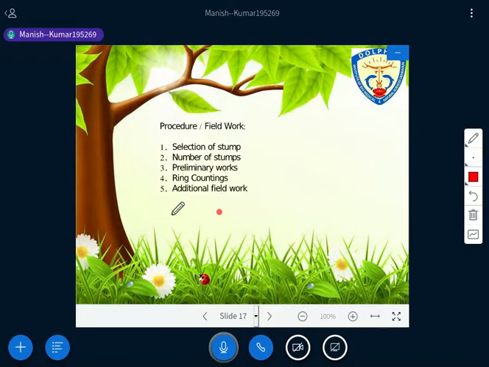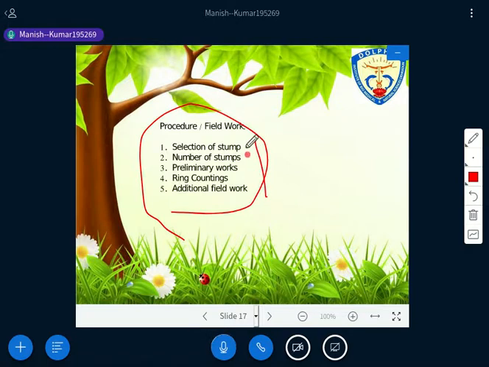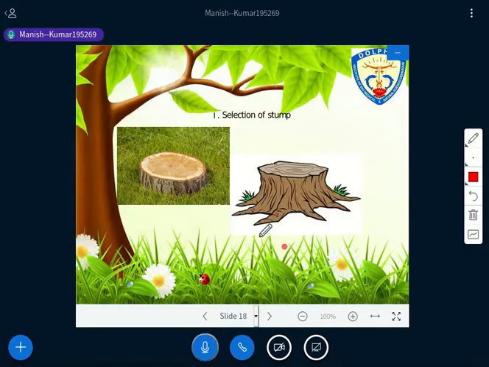Okay, now we'll discuss the procedure, how it has to be done. So again, there are 5 procedures that we need to follow: selection of a stump, the number of stumps, preliminary works that have to be done, ring counting, and additional field work. One by one we would like to discuss all these procedures. So first, selection of stump.